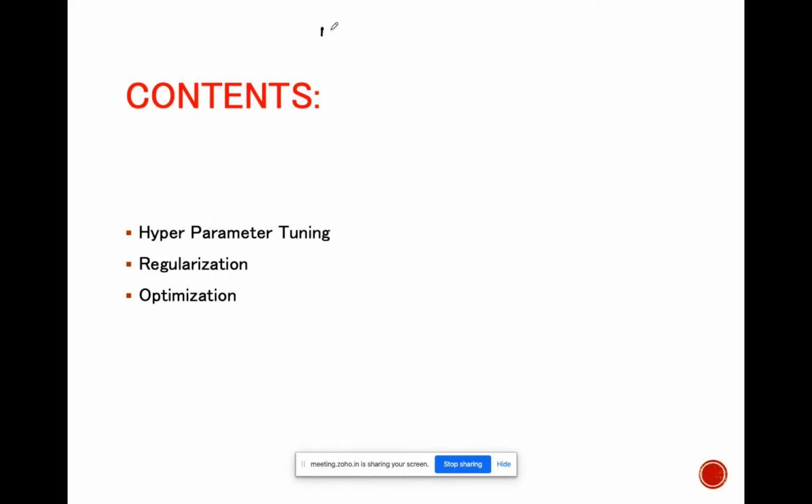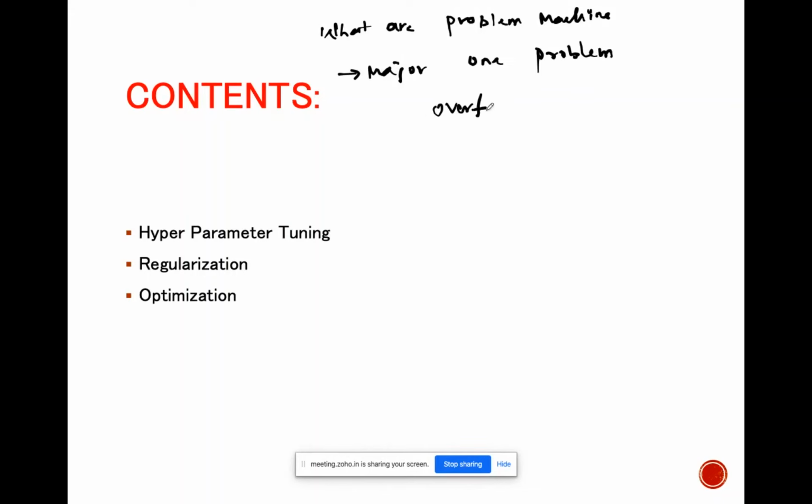So, my question to you: what are the problems for machine learning? The major problem is overfit and underfit. Can anybody explain overfit and underfit?